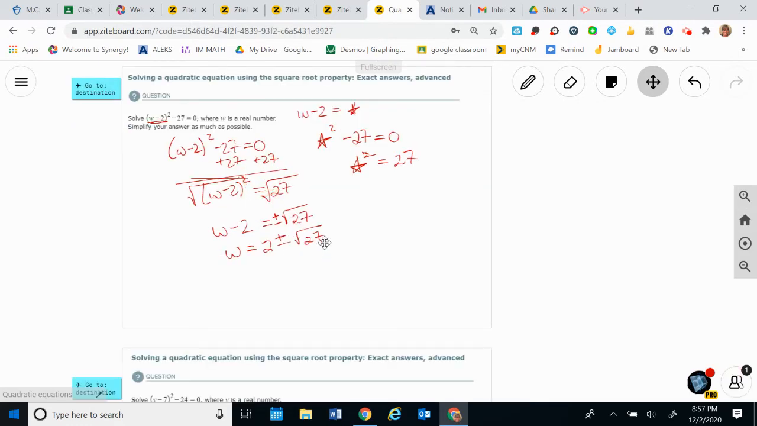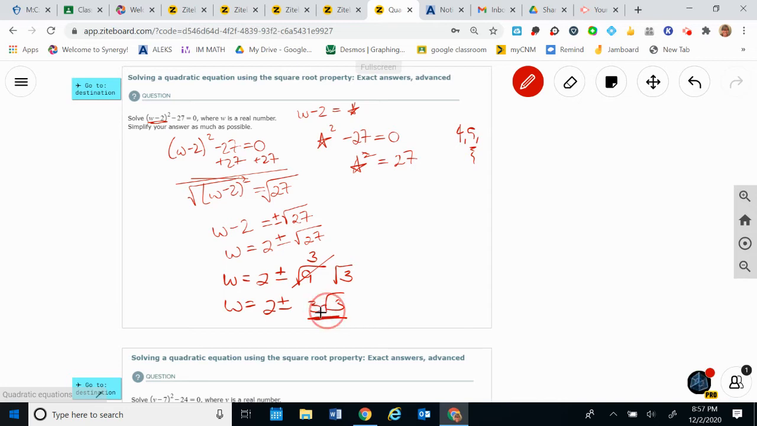Because 27 has a perfect square in it. A perfect square goes into 27. You start going through your squares, and you see 9 goes into 27. So W equals 2 plus or minus, we're going to break up 27 into 9 times 3. The square root of 9 is 3. So W equals 2 plus or minus 3 root 3. Can you add these two together? 2 plus 3? No, you can't. This is one number. You cannot break it apart. You can't add pieces of the number. So your answer is going to be 2 plus 3 root 3 or 2 minus 3 root 3. Okay?